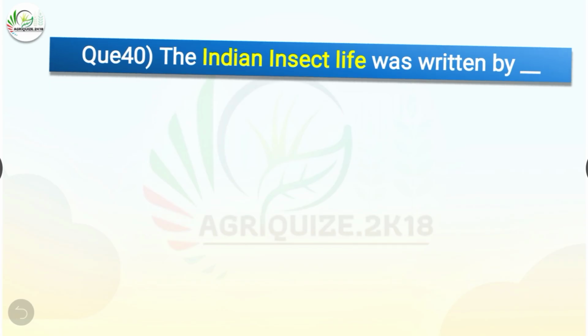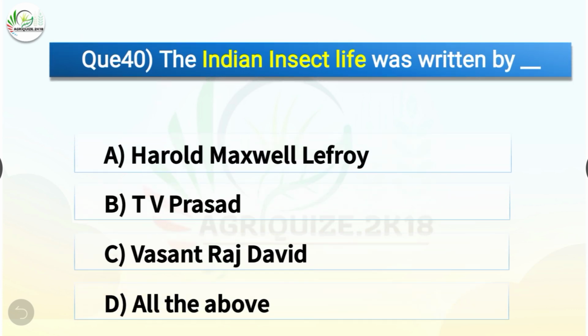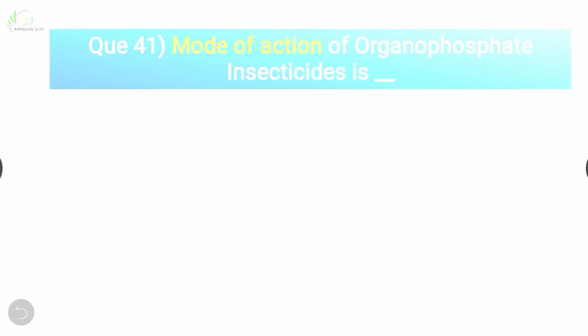Question number 40. The Indian Insect Life was written by. The options are Harold Maxwell Lefroy, T.V. Prasad, Vasant Raj David, or all of the above. The correct answer is option A, Harold Maxwell Lefroy. So the Indian Insect Life was written by Harold Maxwell Lefroy, whereas the Elements of Economic Entomology was written by Vasant Raj David.